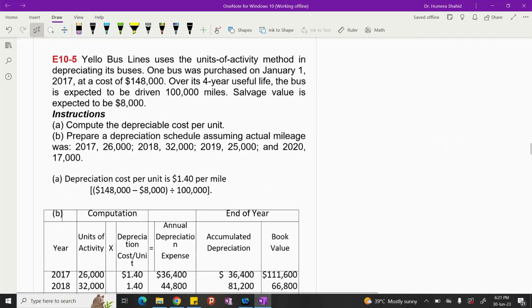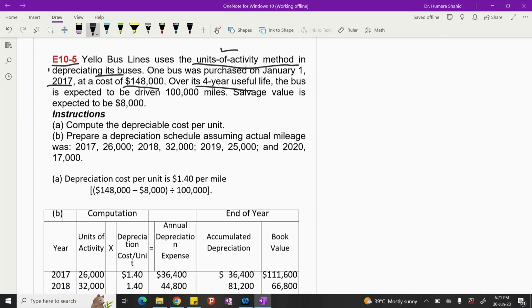Let's move on towards another question which I have taken for the depreciation calculation purpose. This is exercise number 10-5. Yellow Bus Line uses the unit of activity method in depreciating its buses. We have talked about three methods of depreciation in this chapter: straight line, unit of activity, and declining balance. Here they say unit of activity method. One bus was purchased on January 1st, 2017, at a cost of $148,000.